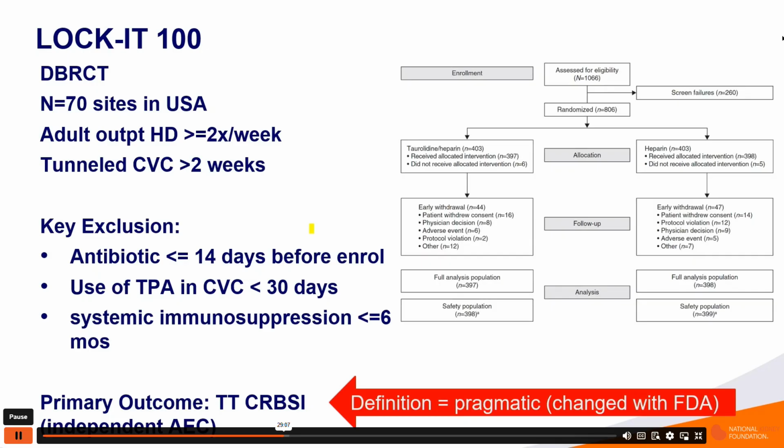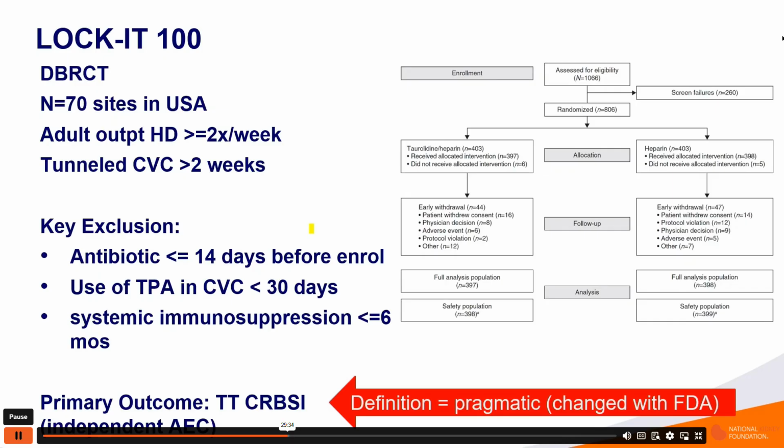There were a number of exclusion criteria, but the key ones were they needed to not have antibiotics within 14 days of enrollment. They could not have TPA use within 30 days due to the pathology that I explained, and they could not be under systemic immunosuppression less than 6 months. So it ties into the risk factors that I talked about. And the primary outcome was time to catheter-related bloodstream infection.